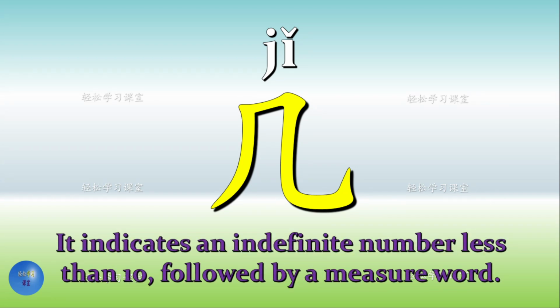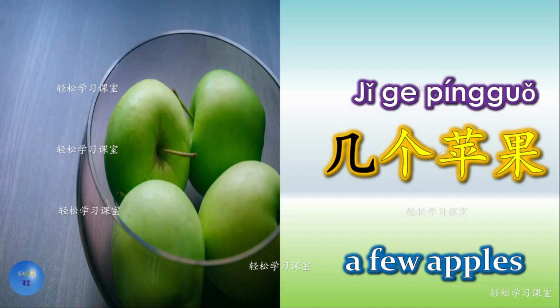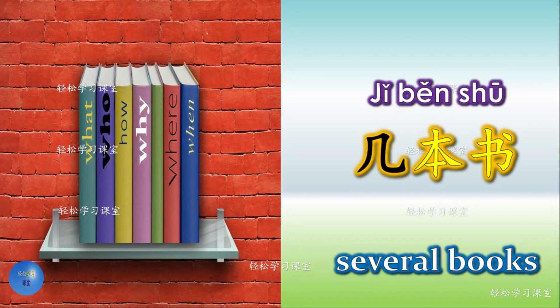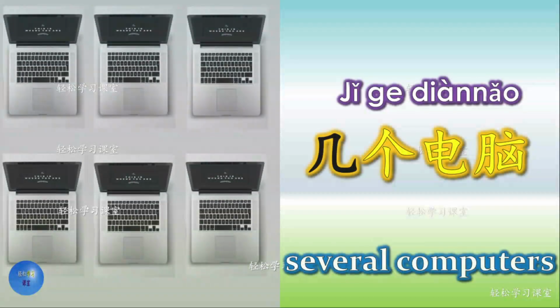几 It indicates an indefinite number less than 10, followed by a measure word. 几个苹果 A few apples. 几本书 Several books. 几个电脑 Several computers.